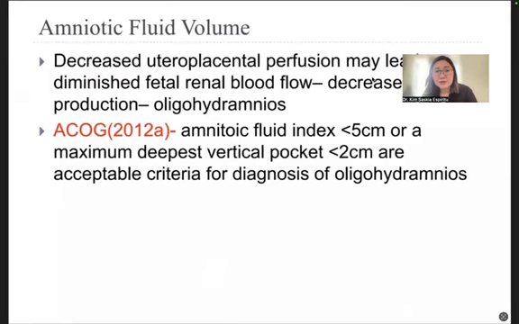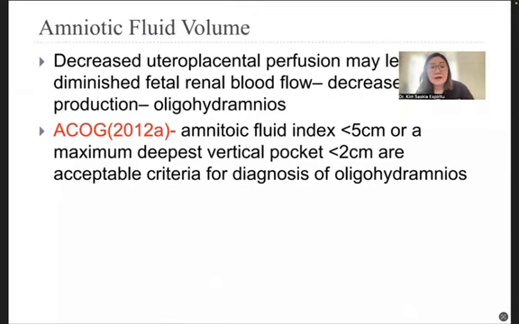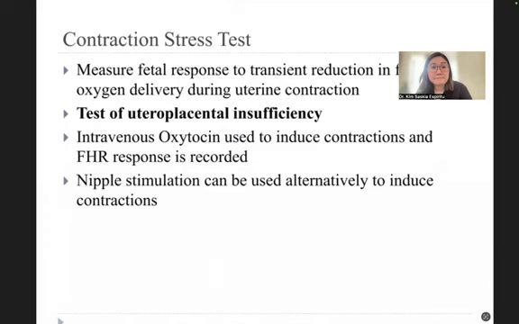The amniotic fluid volume: there is decreased uteroplacental perfusion that will lead to decreased renal blood flow. Therefore, there is decreased urine production that will lead to oligohydramnios. So an amniotic fluid index, the AFI, of less than 5, or a maximum deepest vertical pocket of less than 2, the DVP, the deepest vertical pocket or the single vertical pocket, which are the same. If less than 2 centimeters, there is oligohydramnios. It means that there is less water already in the amniotic fluid.